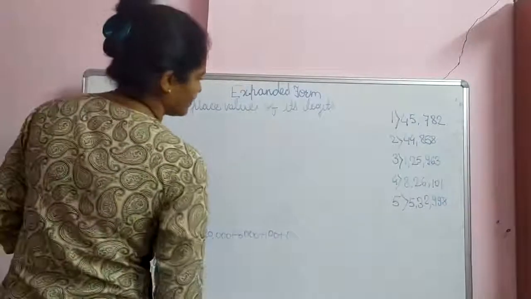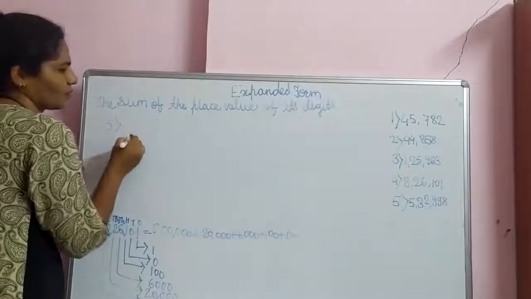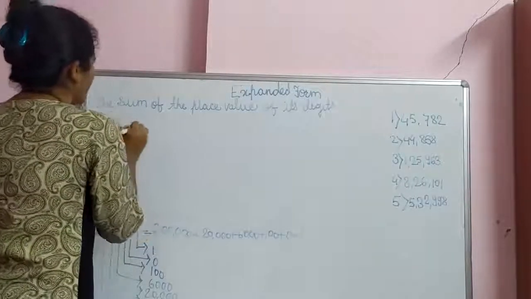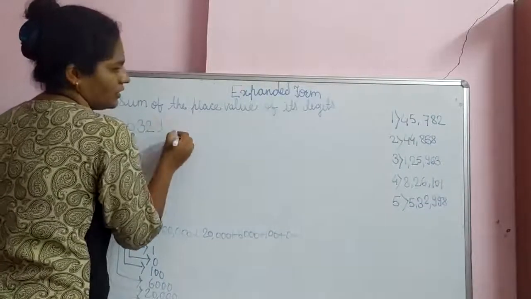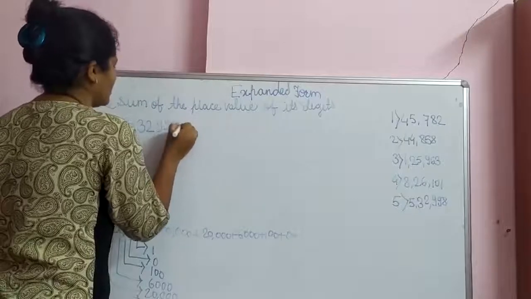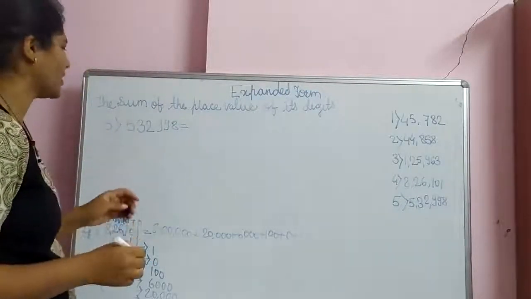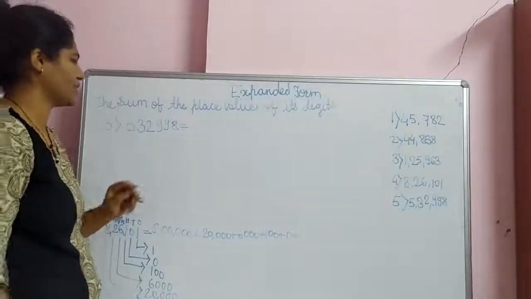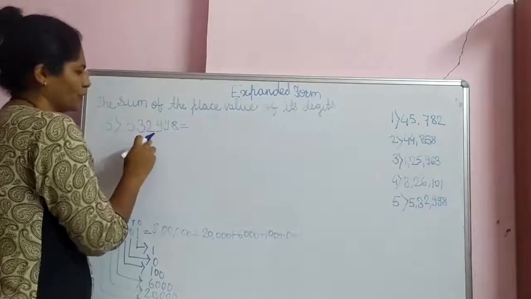What is the last one? We write that number: 5, 3, 2, 9, 9, 8. So firstly we give commas. We start grouping from the right side. 1, 2, 3, give a comma here. Then two digits: 1, 2.